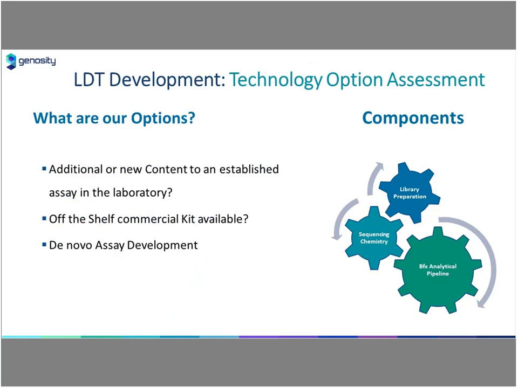After we've identified content, we now have to look at the actual technologies that we want to use, and there we start with, is this going to be an extension of something we've already done? Right? Are we going to be expanding our current panel with the next version? Are there any off-the-shelf kits available? And do we have to think about a de novo assay development? And based on the organization, whether it's a really small lab with minimal R&D expertise, or a big commercial laboratory where there's entire research and development departments, is going to depend on which of these avenues we're going to take.